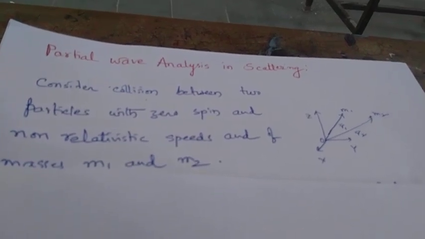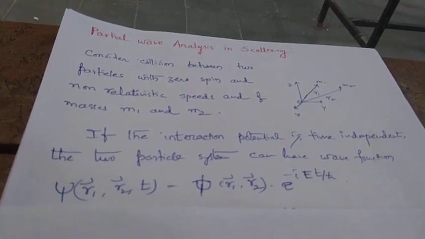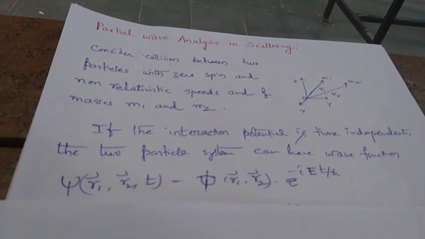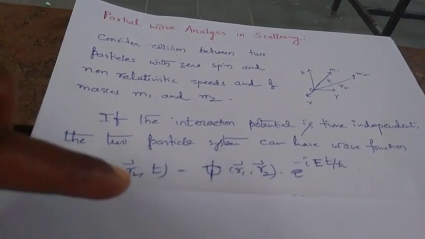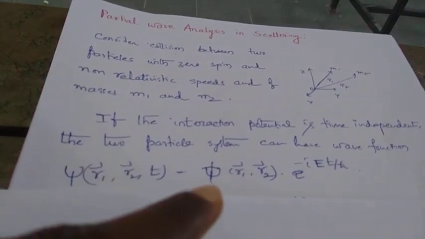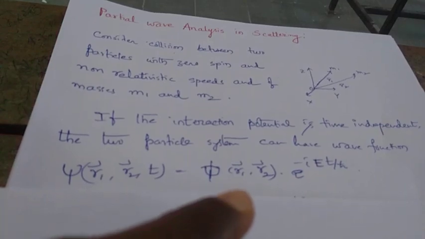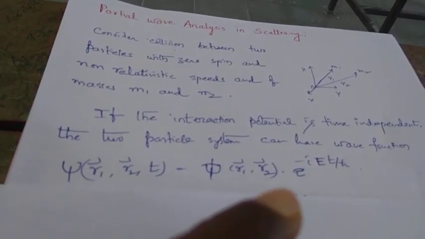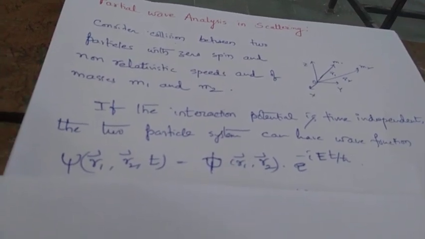particle and r2 is the location of the second particle. If the interaction potential is time independent, then the wave function for the two particle system can be taken as psi(r1, r2, t) equals some phi(r1, r2), which depends only upon the spatial locations of the particles, times exponential of minus iEt over h-bar.